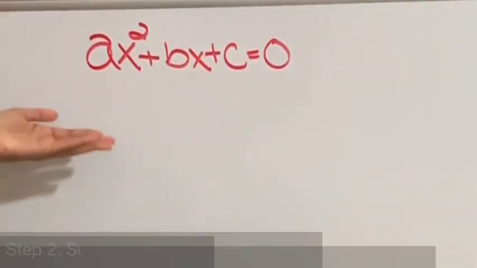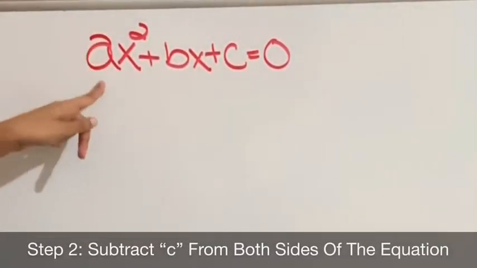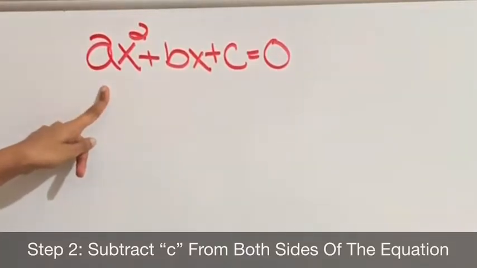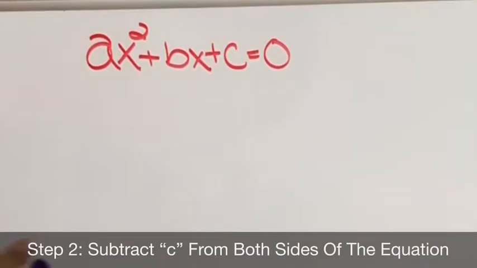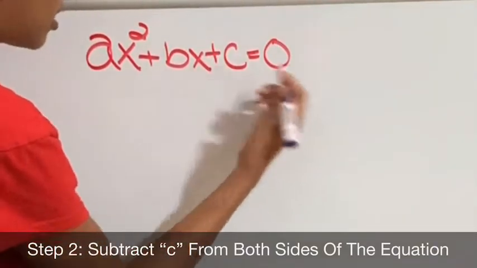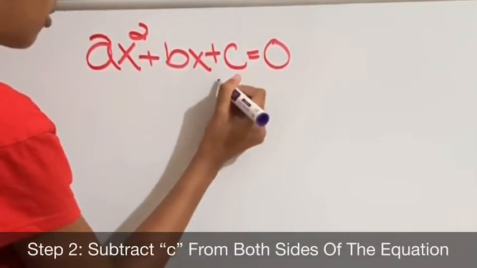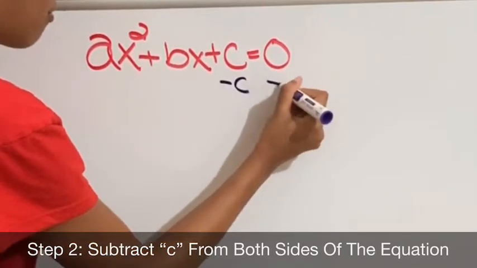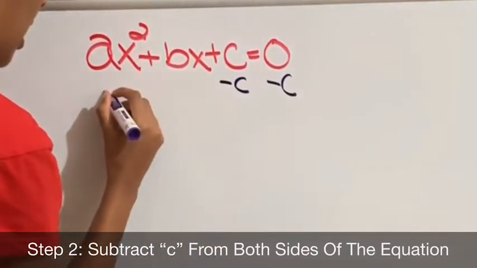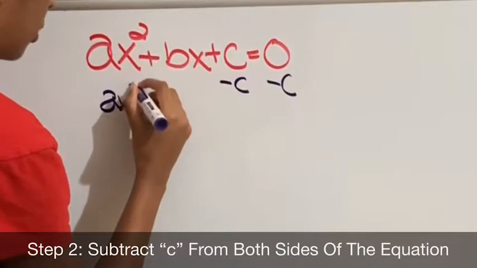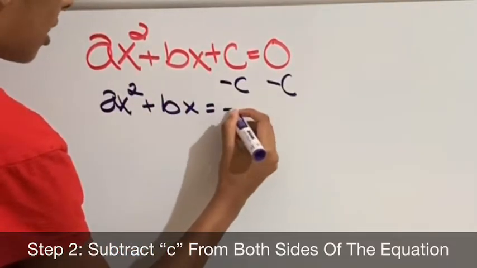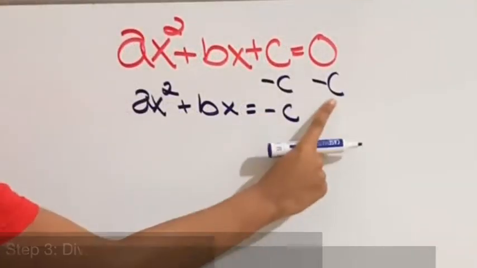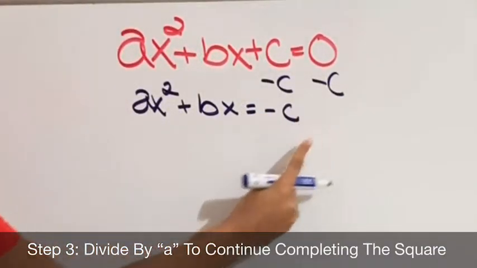To derive the quadratic formula from this quadratic equation, we need to first complete the square of this equation. So we need to subtract c from both sides of the equal sign. So minus c, and you will get ax squared plus bx equals negative c. Now we have moved the c from the left side of the equation to the right side.